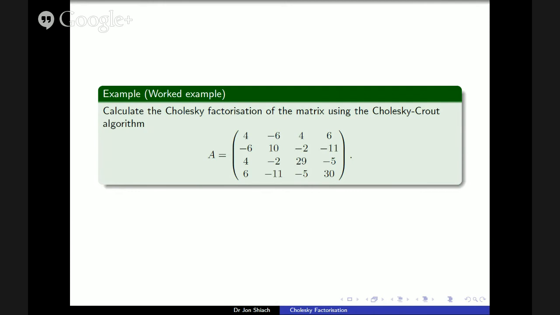So this is just a main diagonal element, A44 minus A41 squared minus A42 squared minus L42 squared minus L43 squared. So we've got 30. 4, 1 was 3, so that's minus 9. 4, 2 was minus 2, so that's minus 4. And 4, 3 was minus 1, so that's minus 1. So that's root 16, so that's 4.